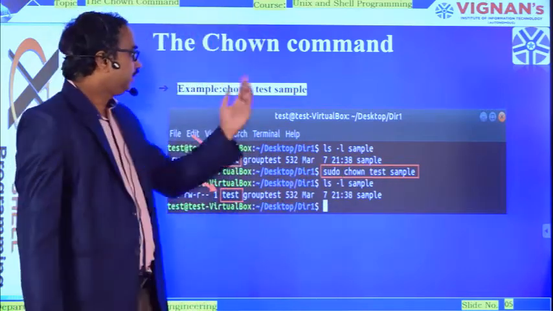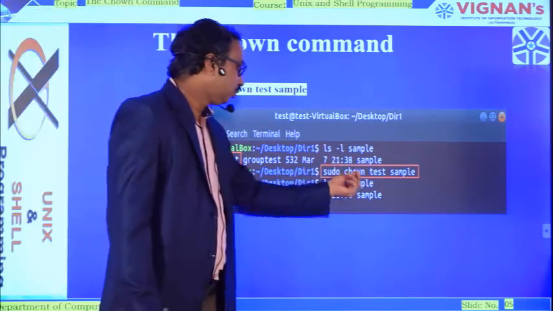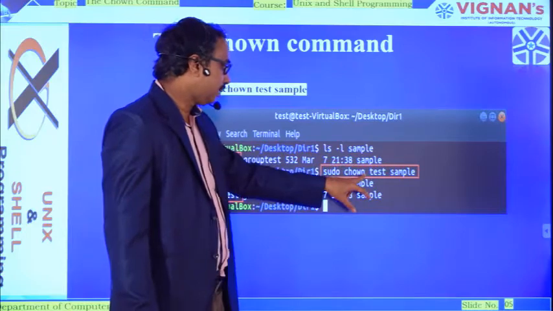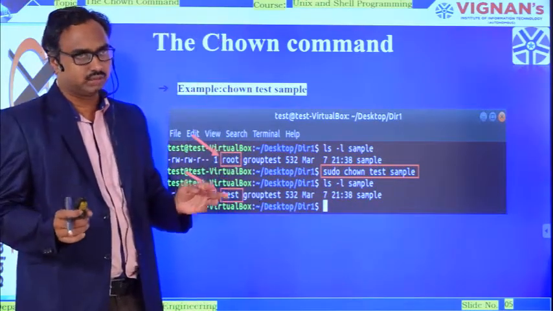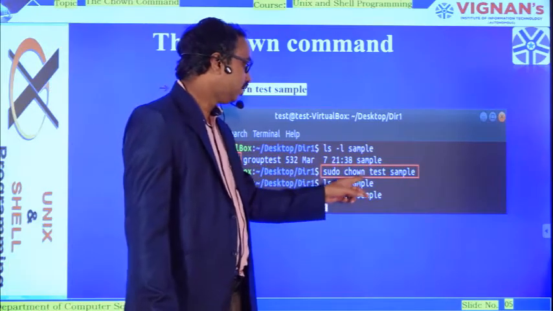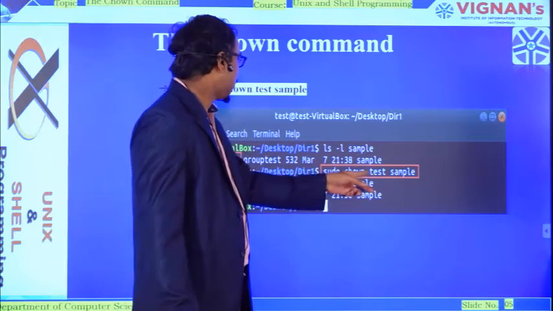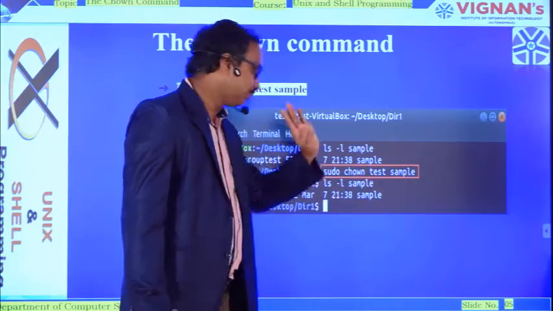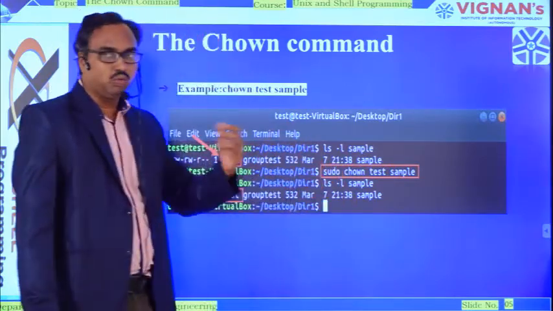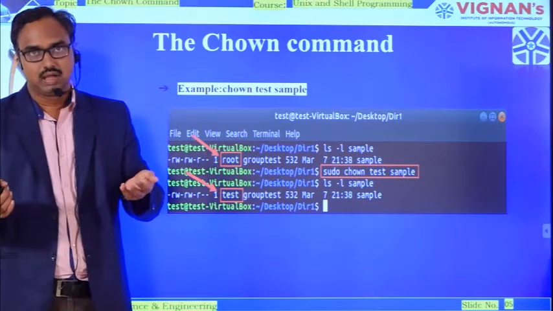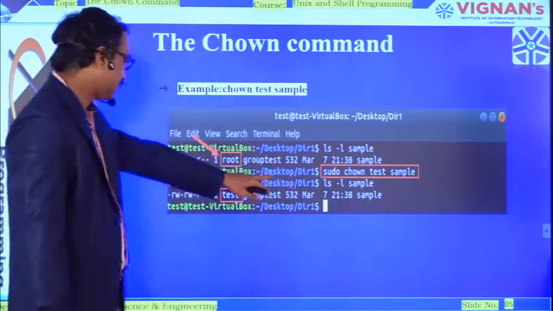Now we cannot simply change the owner name. For that purpose we will require super user, that means we have to type sudo before the chown command. So we add sudo, then the chown command, and then the new owner name, that is test, along with sample. This is how we change the owner. To check the changes you have done, we use ls -l and then sample.